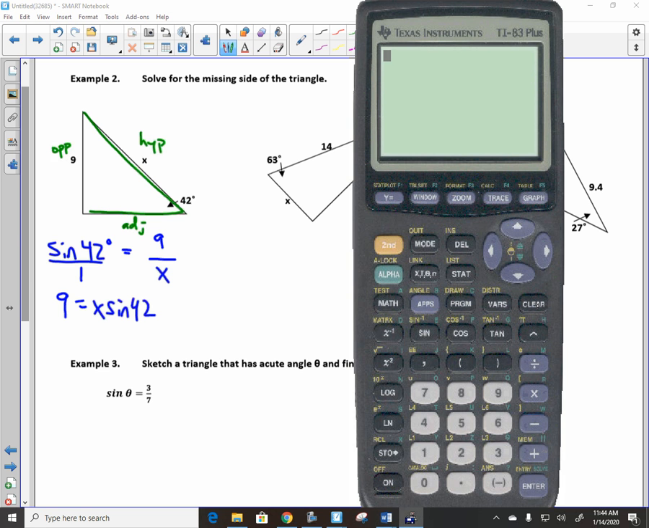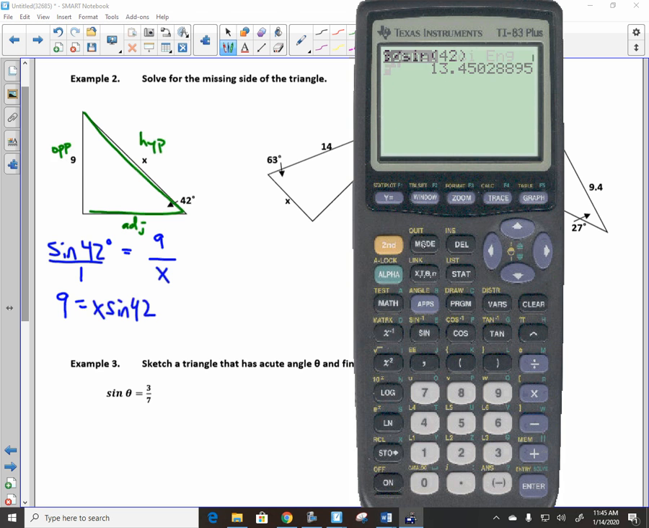I turn on the calculator, and what I'd like you to do is see if this matches with what you have. Take 9 and divide it by sine of 42, and see if you get 13.45. If somebody gets something other than 13.45, please let me know, because I bet a few of you do. Okay, very good. Let's see.